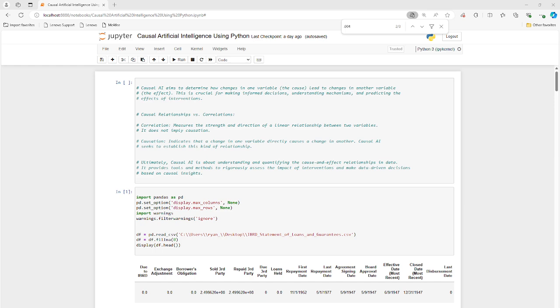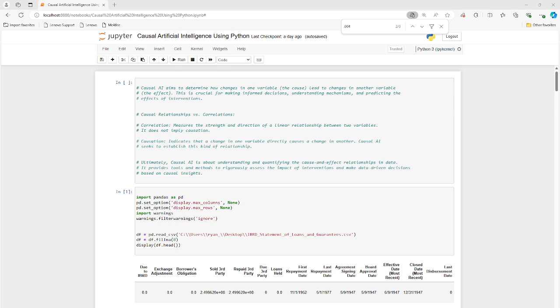Okay, so what is the difference between causal relationships and correlations? A correlation measures the strength or direction of a linear relationship between two variables. It doesn't have to be linear, but most correlation analyses are linear. There's some that handle nonlinear types of relationships. I have another video that gets into that. But for all intents and purposes, most are linear.